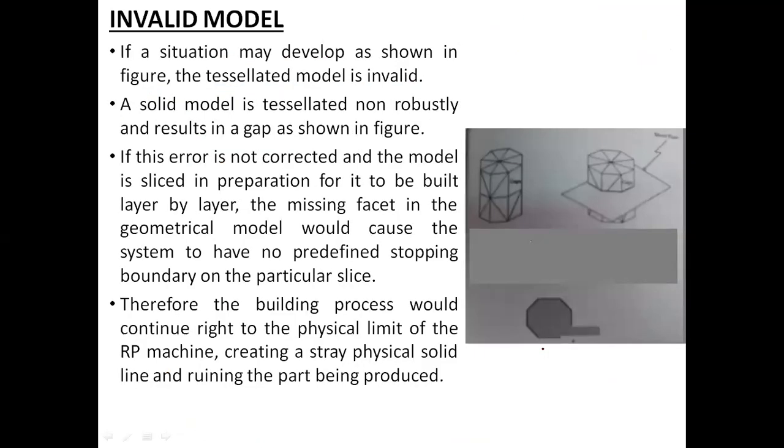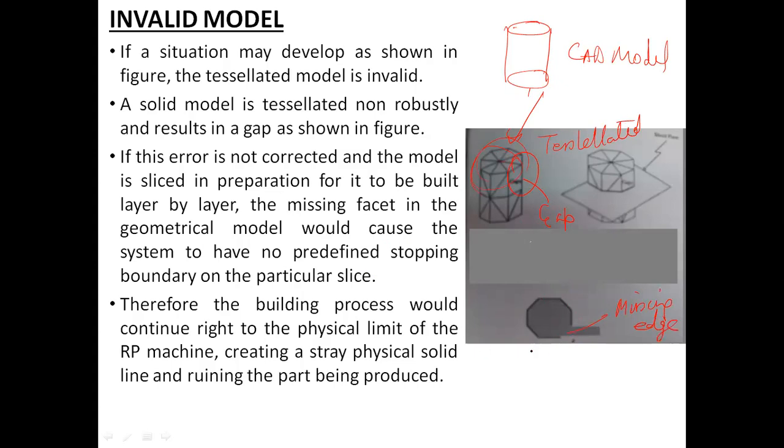Now, what is an invalid solid? Suppose you have this cylinder. Now, when you are developing this cylinder and when you tessellate it, this is the CAD model, and when you tessellated it, you left a gap. There was a gap observed. Now, when I draw the 2D contour of this whole section, what I will find is that this edge is missing. You can see there is a missing edge.